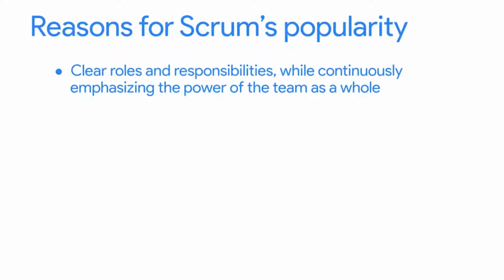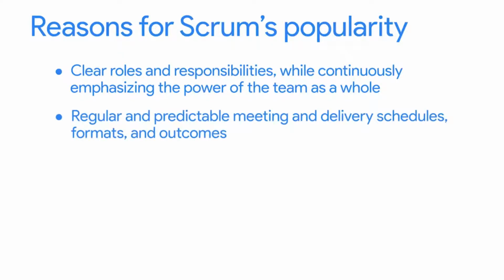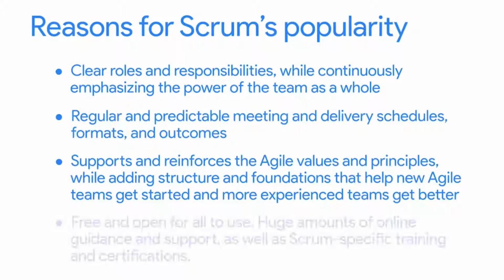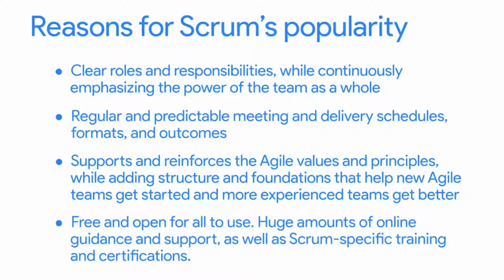Scrum is popular for many reasons. First, it has clear roles and responsibilities for the folks on the team, while continuously emphasizing the power of the team as a whole. Scrum has a very regular and predictable meeting and delivery schedule, with predefined agendas and outcomes for the meetings, making it easy to teach new team members. It supports and reinforces the Agile values and principles, while adding some structure and foundations that help new Agile teams get started, and more experienced teams get better. And it's all free and open for all to use. Since it's the most commonly used Agile delivery framework, there's also a huge amount of guidance and support online, as well as Scrum-specific training and certifications.